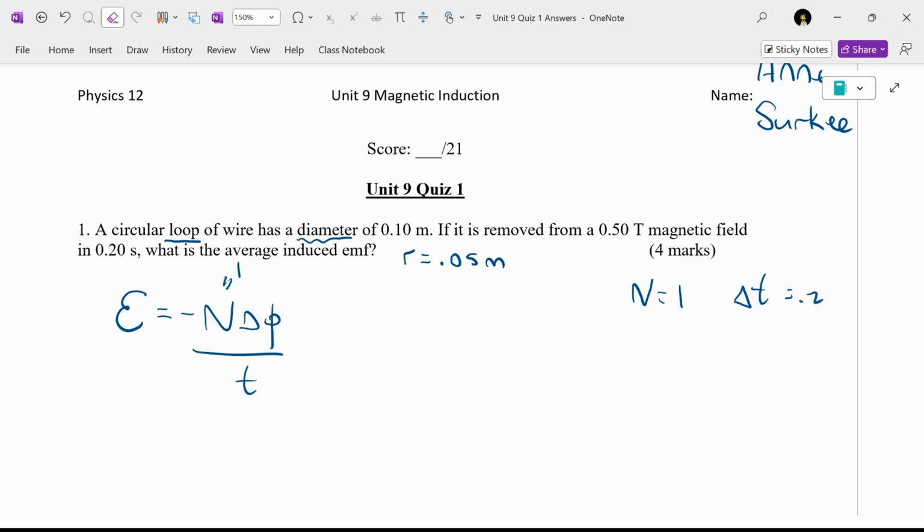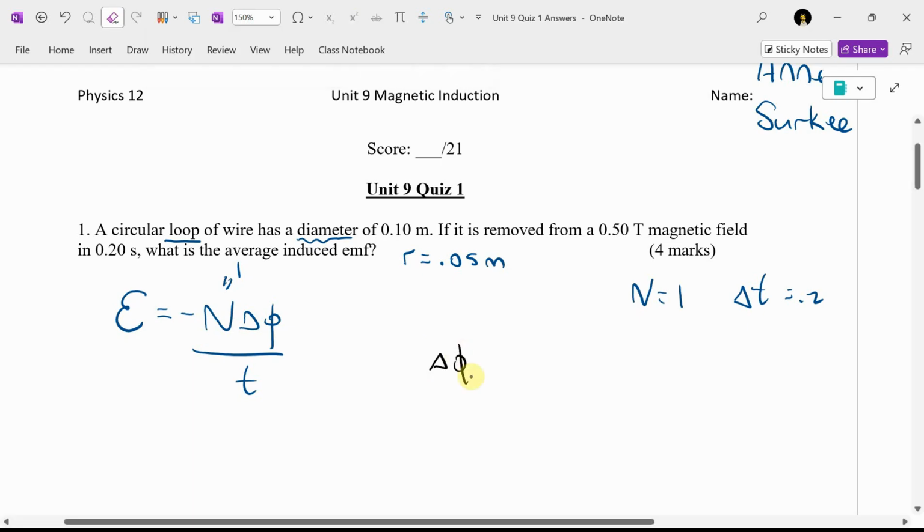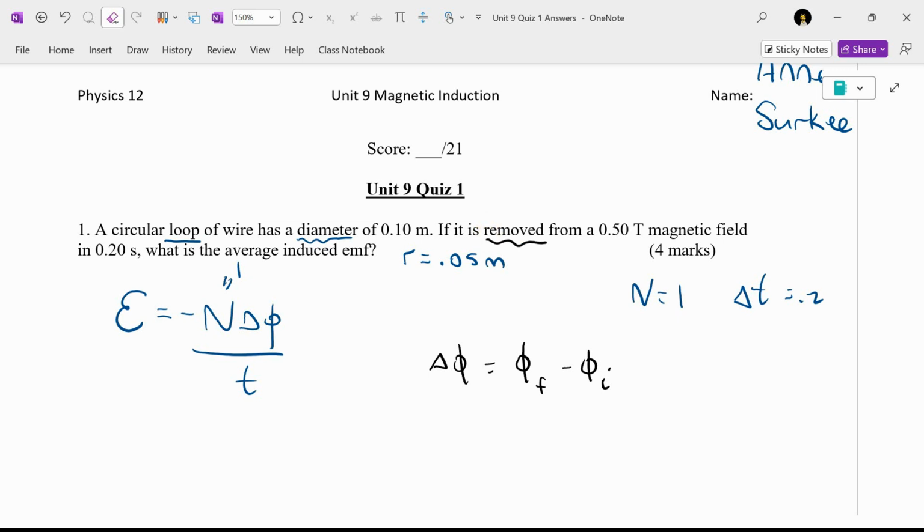What we're going to spend most of our time finding is the change in flux. Until you get good at this, Jacob, I would advise don't take shortcuts. Change in anything is final minus initial. Now, if I'm removed from the magnetic field, Raghib, what's my final flux as a number exactly? So I can do that. Okay. How do I find flux? Flux is magnetic field times area.